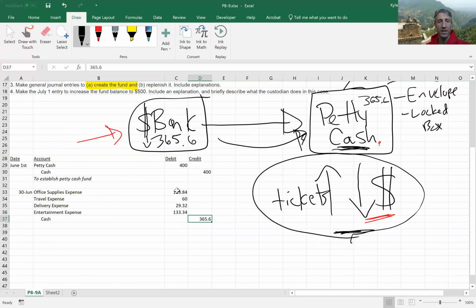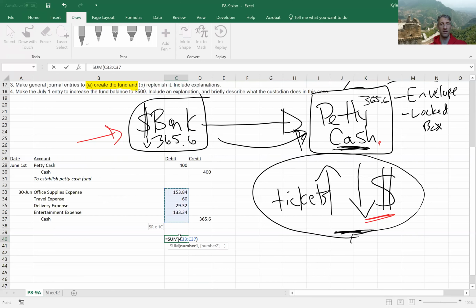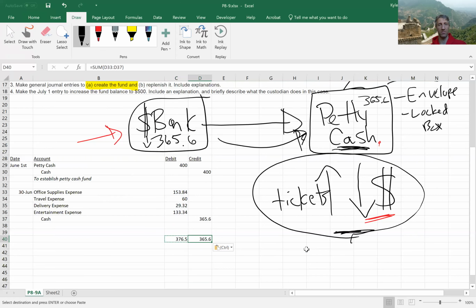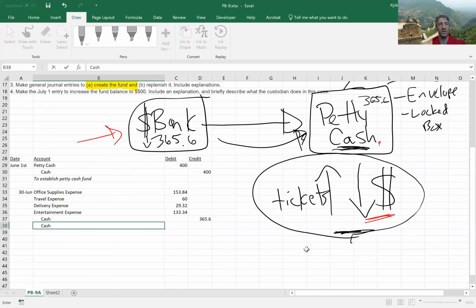But if we look at this, if I were to just sum together my debits, 376.50. I can see here that if this equals 376.50 and my credit is only 365.60, something's wrong. There was a mistake somewhere. So what we need to do is recognize another credit to this cash over/short account to balance out our journal entry. Because the petty cash custodian made a mistake, so we need to reflect that mistake through this cash over/short account.